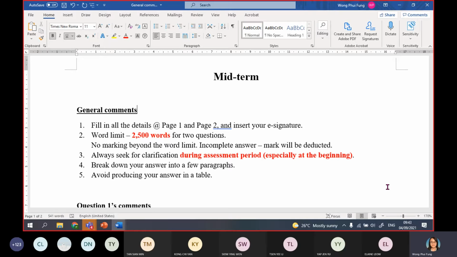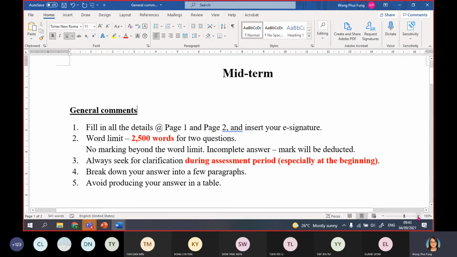Please insert your e-signature. If later on in the FA any one of you makes this mistake again, I will deduct your marks. So listen carefully, please fill in all the details. If you didn't fill in, maybe I need to deduct your marks already. Okay, that is the first message I want to say. The second message is also very important.